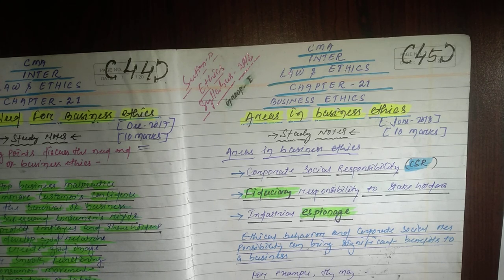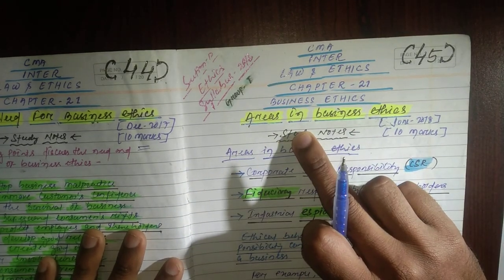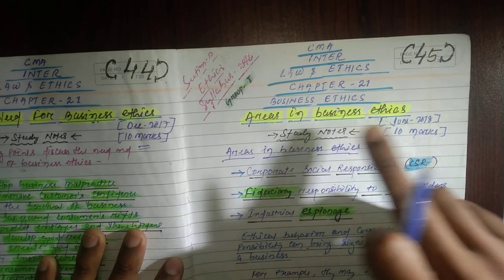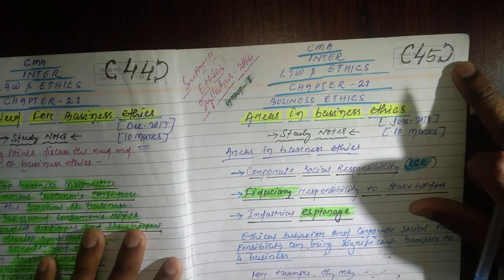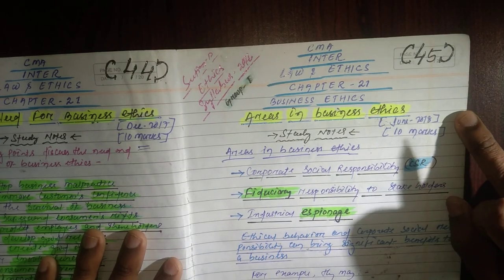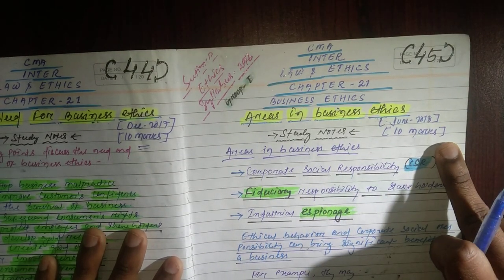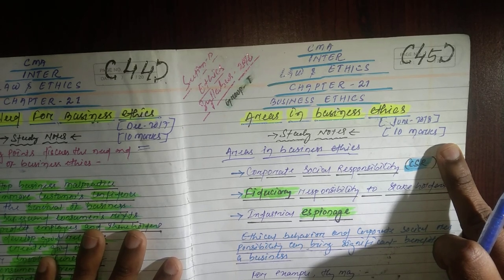So in this video I am going to share one of the most important topics of the ethics section, that is chapter number 21, and the topic is areas in business ethics. This is your lecture number 45, and this topic already appeared in June 2018 examinations, which carries up to 10 marks. So it is very important from your examination point of view. Let's get started without wasting any further time.